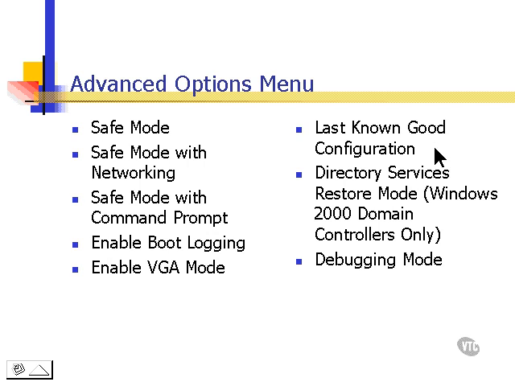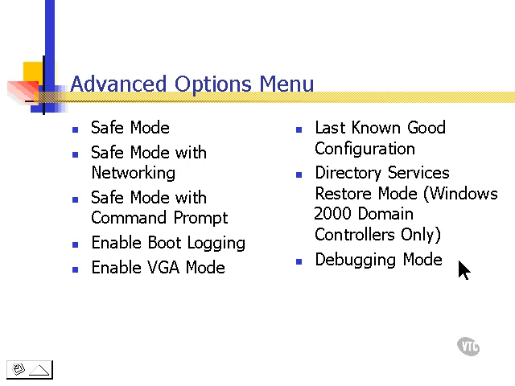We also have a Directory Services Restore mode for Windows 2000 domain controllers. This is a way in which a domain controller can be restored from other domain controllers if the domain controller's database becomes corrupt. And finally, we have a debugging mode. This is a method by which we can start a computer and let it communicate with another computer so that one computer can attempt to fix another computer. So we've got a lot of options in our Advanced Options menu.